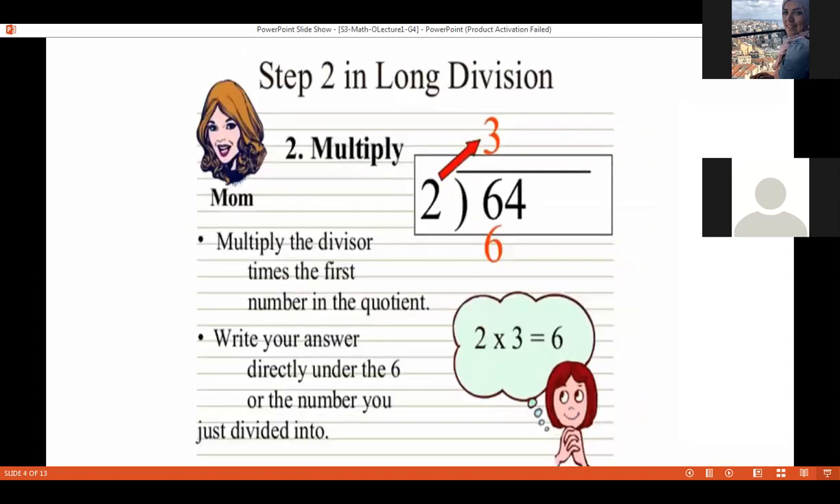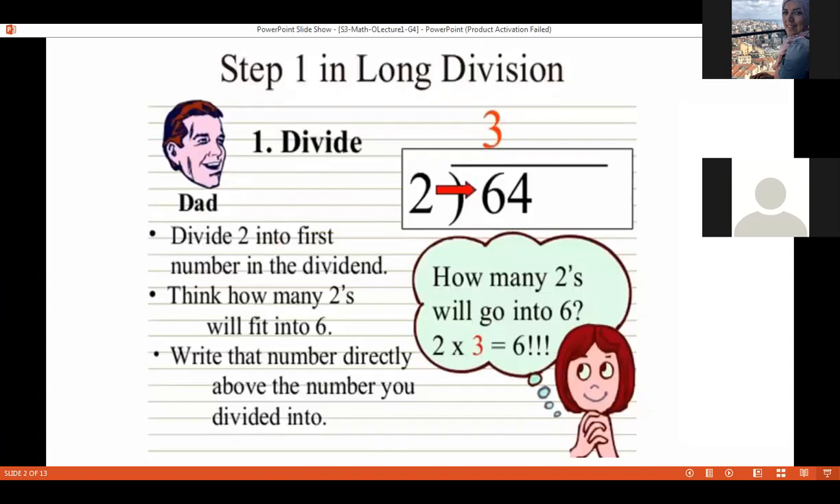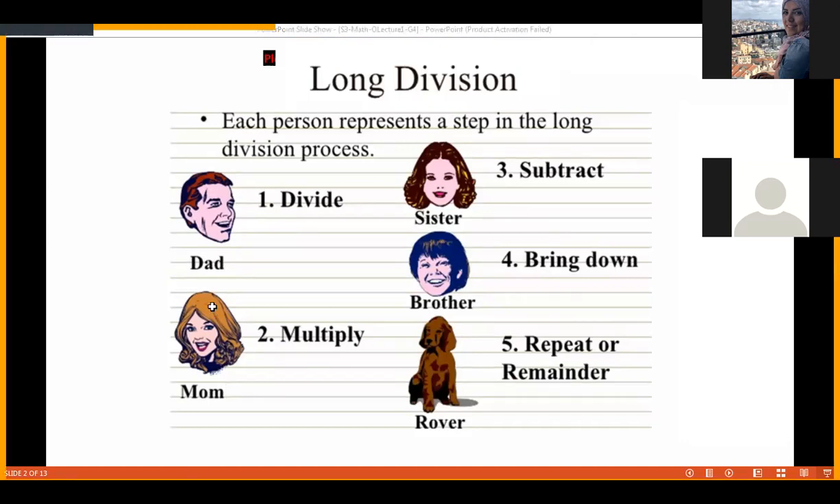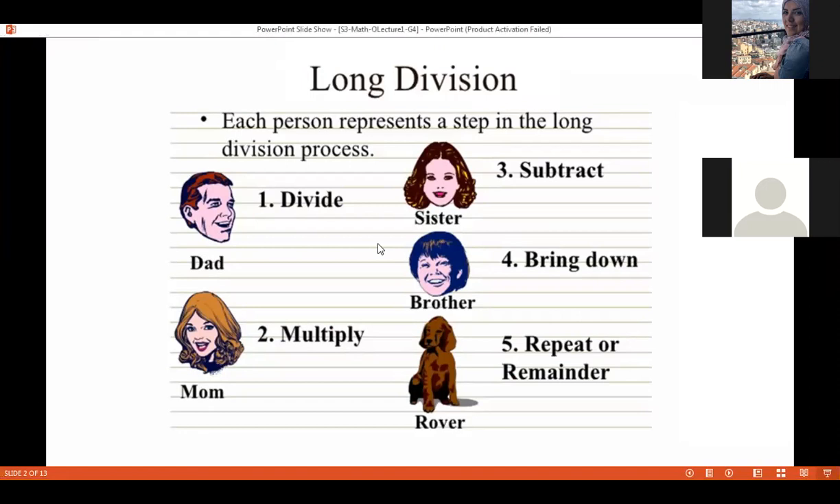Let us start. I'm going to take an example to apply all these steps, okay? Just a second, because someone just entered. Yeah, let us continue. So the steps are divide, multiply, subtract, bring down.